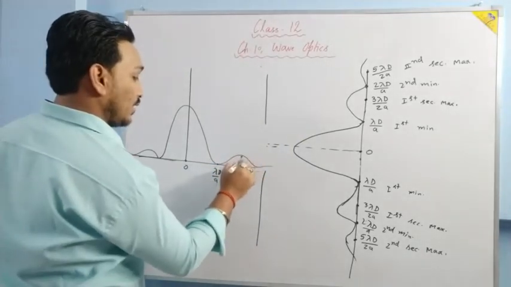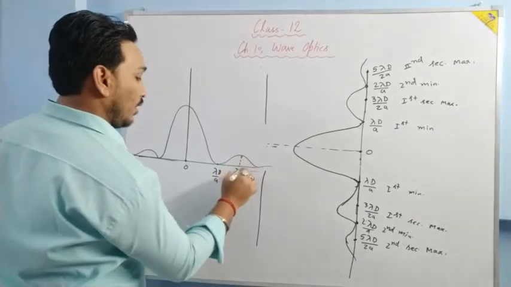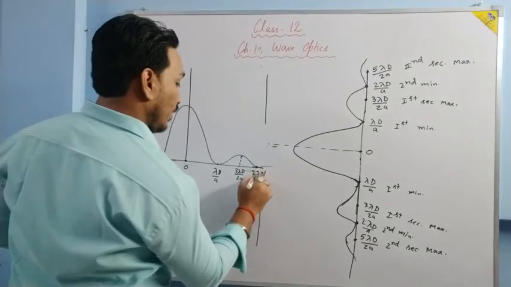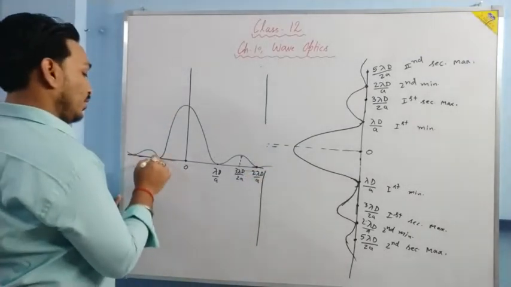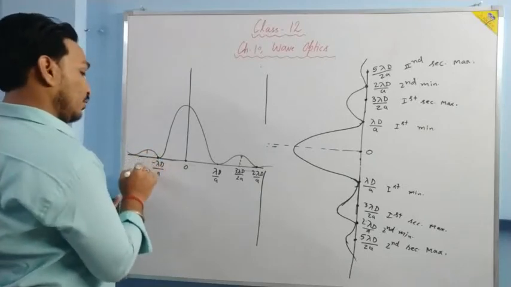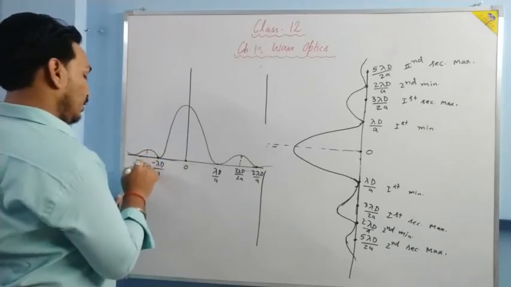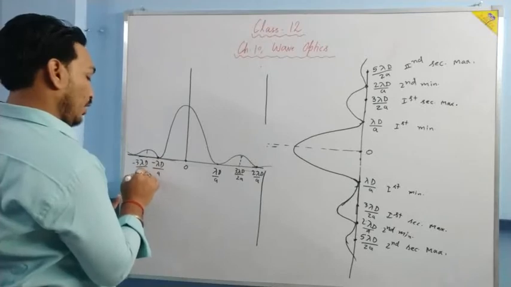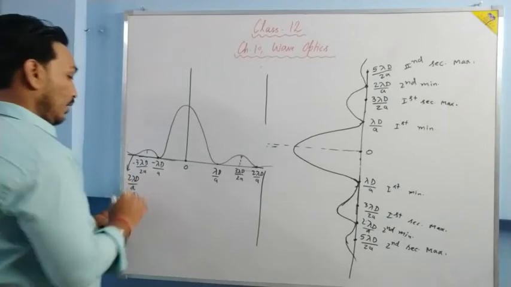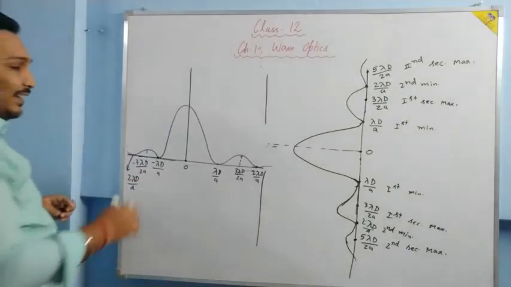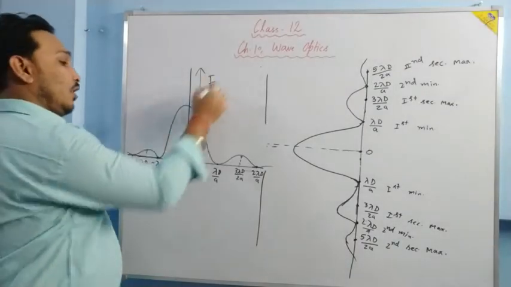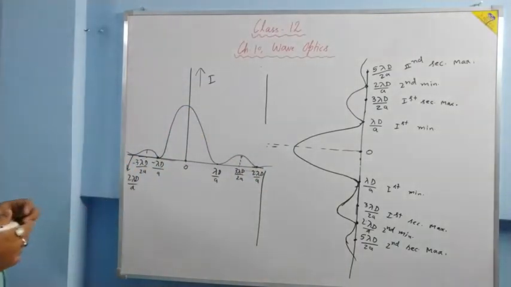This is your first secondary maximum, 3 lambda d by 2a. This is your second minimum, 2 lambda d by a, and so on. Same happens here also. Minus lambda d by a, this is your maximum, it will become minus 3 lambda d by 2a, and then this is your minimum, 2 lambda d by a. Why does it happen so? As we move away from the center, intensity decreases.